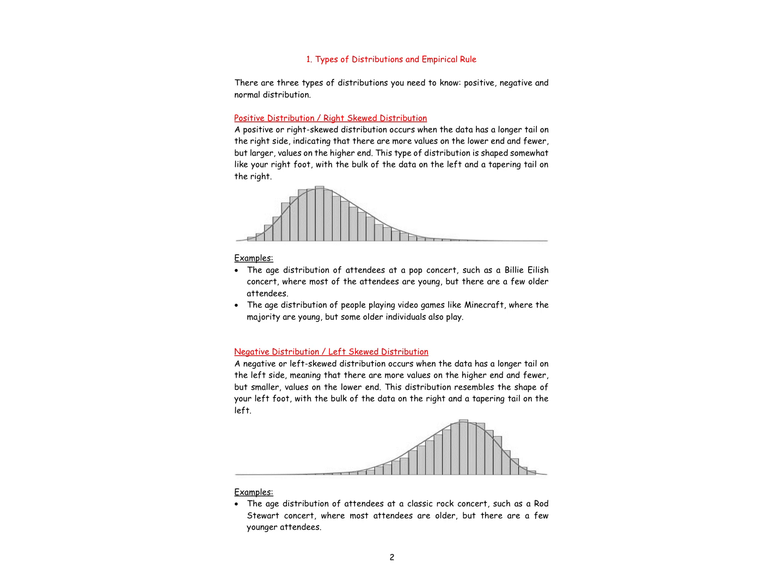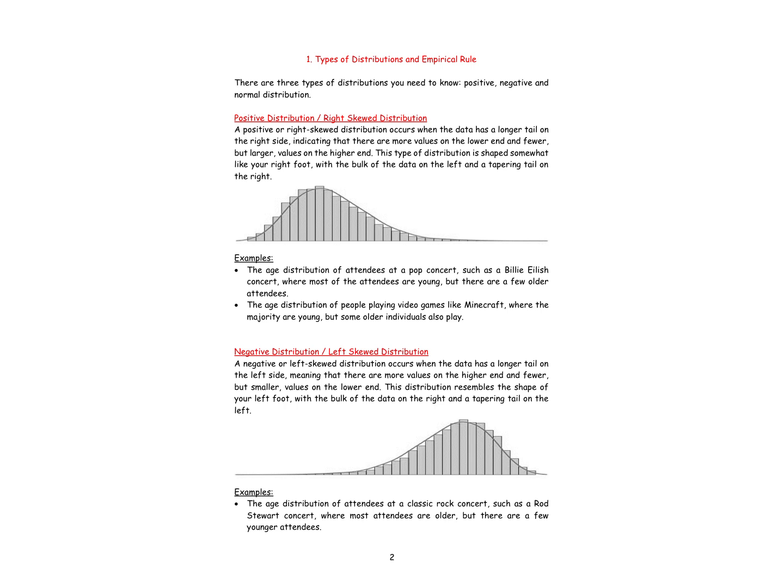The second type of distribution we have is a negative distribution or a left-skewed distribution. Now, a negative or left-skewed distribution occurs when the data has a longer tail on the left side, meaning that there are more values on the higher end and fewer but smaller values on the lower end. This distribution resembles the shape of your left foot, with the bulk of the data on the right and a tail tapering on the left.